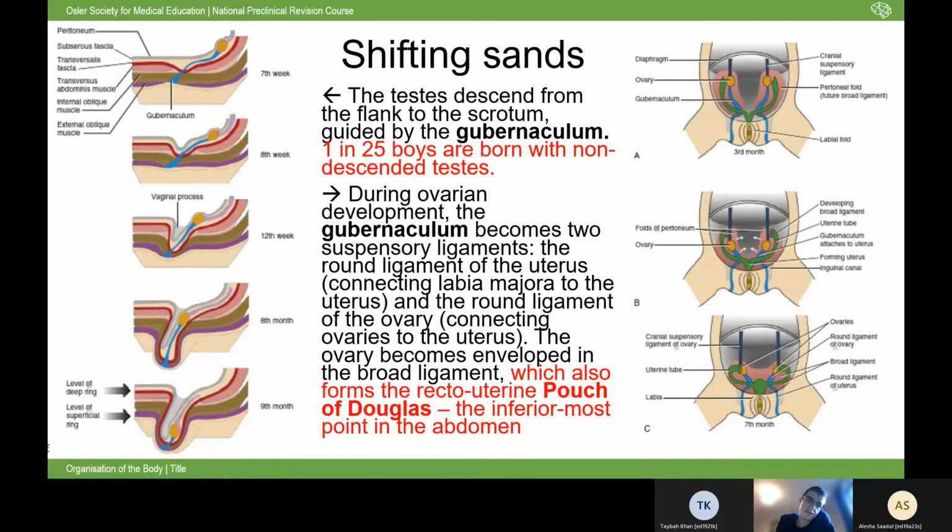1 in 25 boys are born with non-descended testes. And when you get to your clinical school and you see a young lad presenting, 8, 9, 10, well, pre-puberty really, presenting with what you think is appendicitis, an important check that you have to do is actually examine their external genitals and check that they have 2 testes within their scrotum, just by palpation, because actually the pain in your right iliac fossa that we can often associate with appendicitis can also be caused by a non-descended testis that has become strangulated.